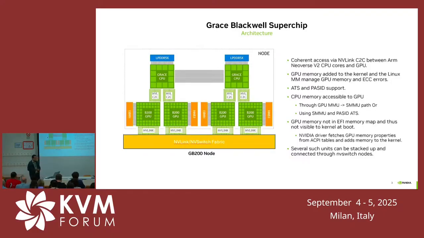One thing is that the GPU memory is not in the EFI memory map, and hence, when the system boots up, the memory is not visible at boot up. The information about these GPU memory properties is present in the ACPI tables and can be fetched by various modules. Like I said, this is the basic unit. Now, several of these units can be stacked up to construct a large system. For example, there is GB200 NVL72, where you can stack up 18 of these, where each of the GPUs is connected over the fabric.